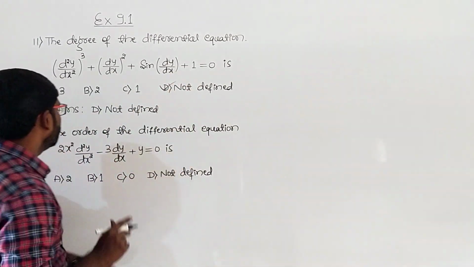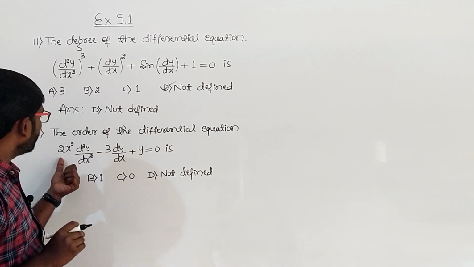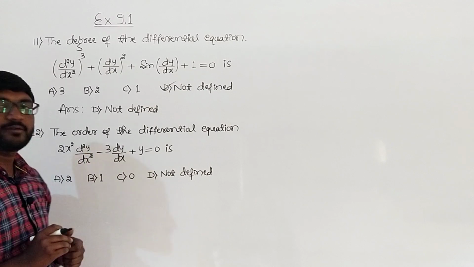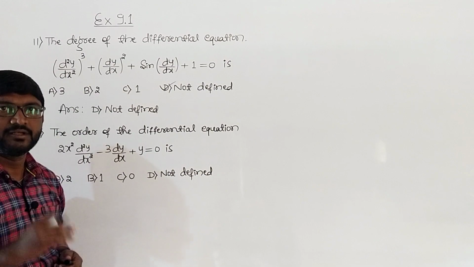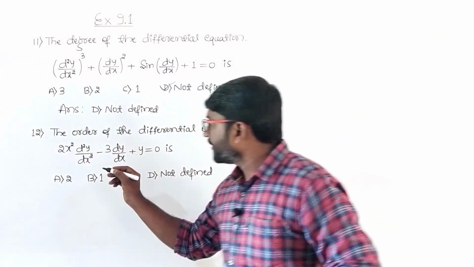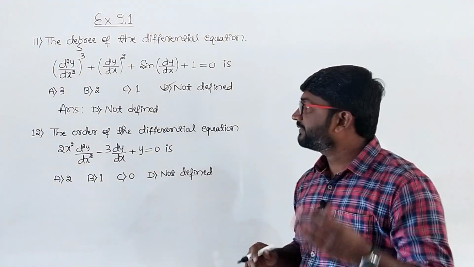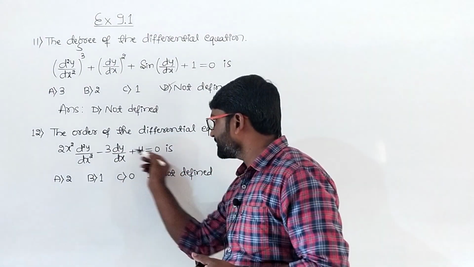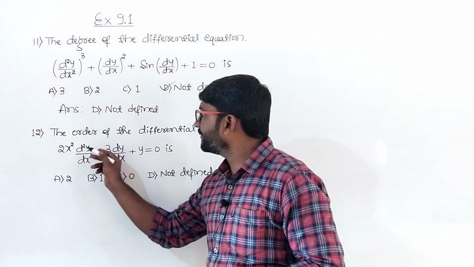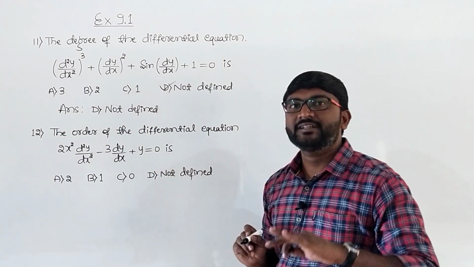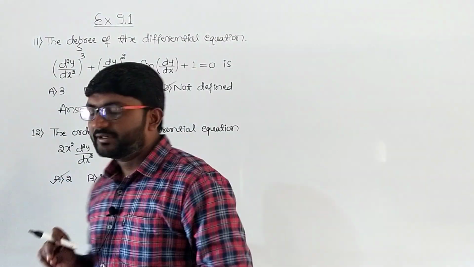And then the 12th one: the order of the differential equation 2x square into d square y by dx square minus 3 dy by dx plus y equals 0 is. And the 4 options are: option A it is 2, option B it is 1, option C it is 0, and option D not defined. For this differential equation, search for the highest order derivative. It is 2. We have d square y by dx square. Hence the answer is 2. So it is option A that we have to write.